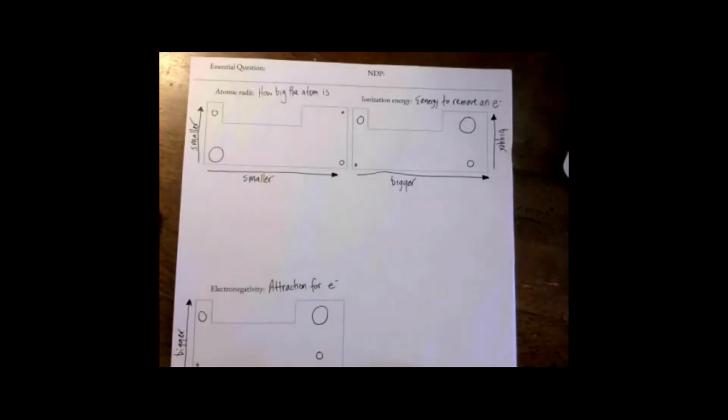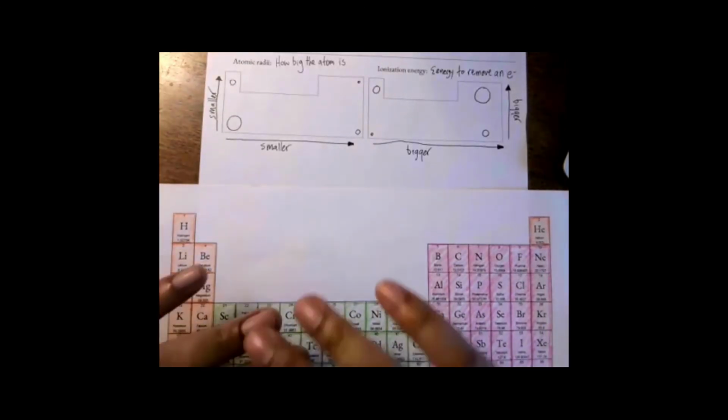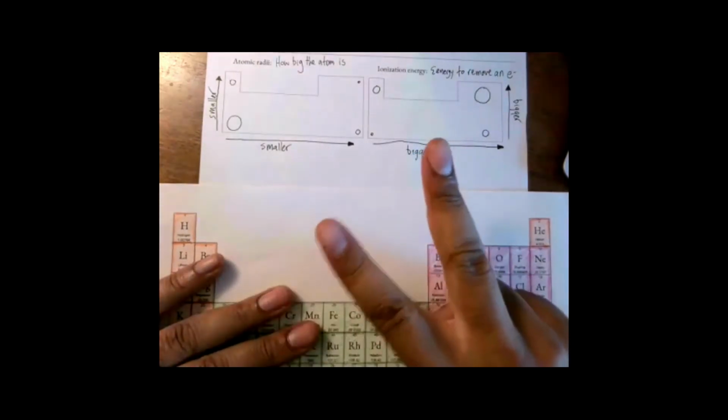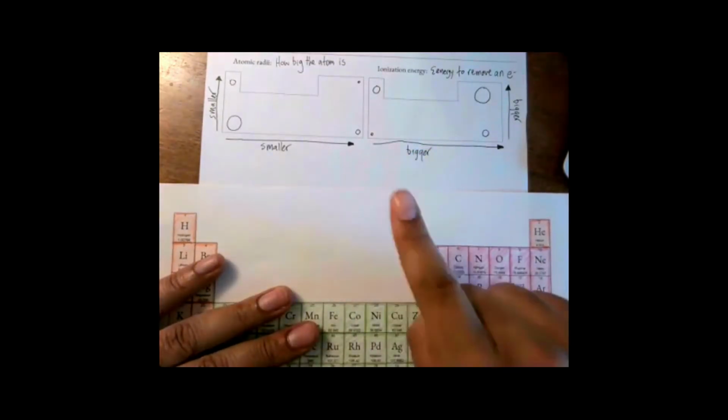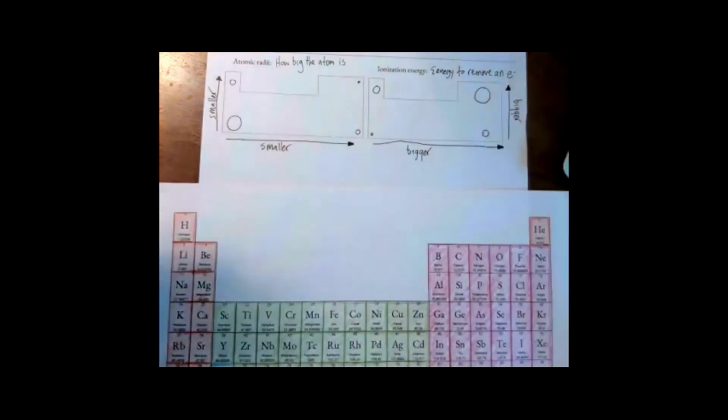Thank you very much, everybody, for participating. Now, here's how this is going to go on the test. Thompson is going to give you two elements, and you have to tell me which one is whatever, bigger or smaller. Okay, so I'll give you an example.